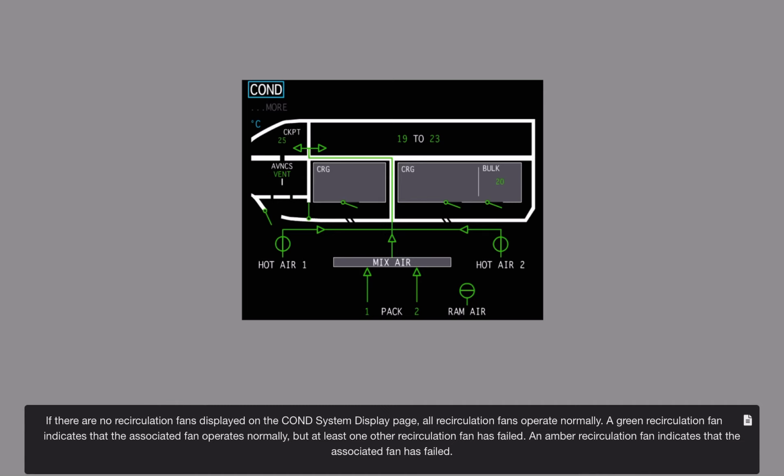If there are no recirculation fans displayed on the condition system display page, all recirculation fans operate normally. A green recirculation fan indicates that the associated fan operates normally, but at least one other recirculation fan has failed. An amber recirculation fan indicates that the associated fan has failed.